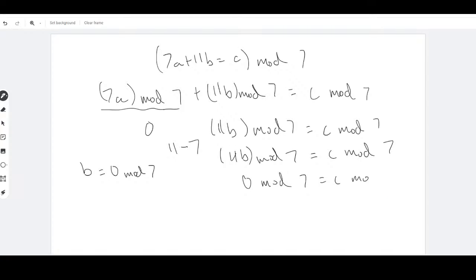You can also think about this as, if something is 0 mod 7, you're saying that it's a multiple of 7. And if B is a multiple of 7 and you're multiplying it by 4, it's still going to be a multiple of 7. And then you're taking a mod 7, that's going to be 0. So C would also have to be 0 mod 7. So what I'm saying here is that if B is 0 mod 7, C would also have to be 0 mod 7. So does just that part make sense so far?